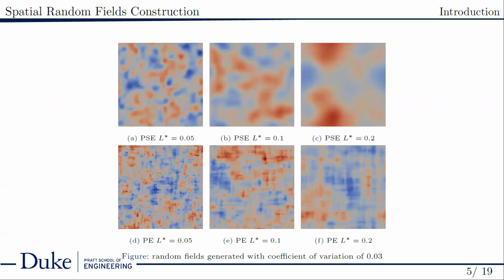Here are example random fields for different kernels and correlation length. The square exponential kernel produces smoother fields compared to the exponential kernel, and smaller correlation length produces more peaks and valleys.